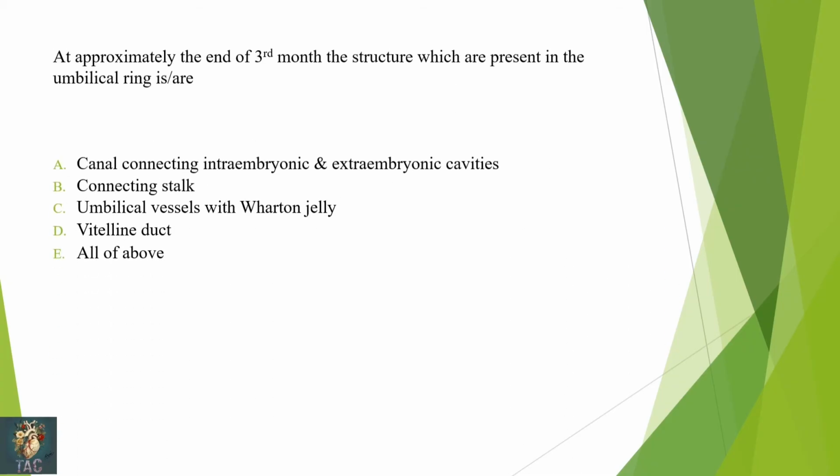At approximately the end of the third month, the structures present in the umbilical ring are the canal connecting the intraembryonic and extraembryonic cavities, the connecting stalk, the umbilical vessels with Wharton's jelly, the vitelline duct, or all of the above. These are all present at the third month of development in the umbilical ring, and E is the correct option.